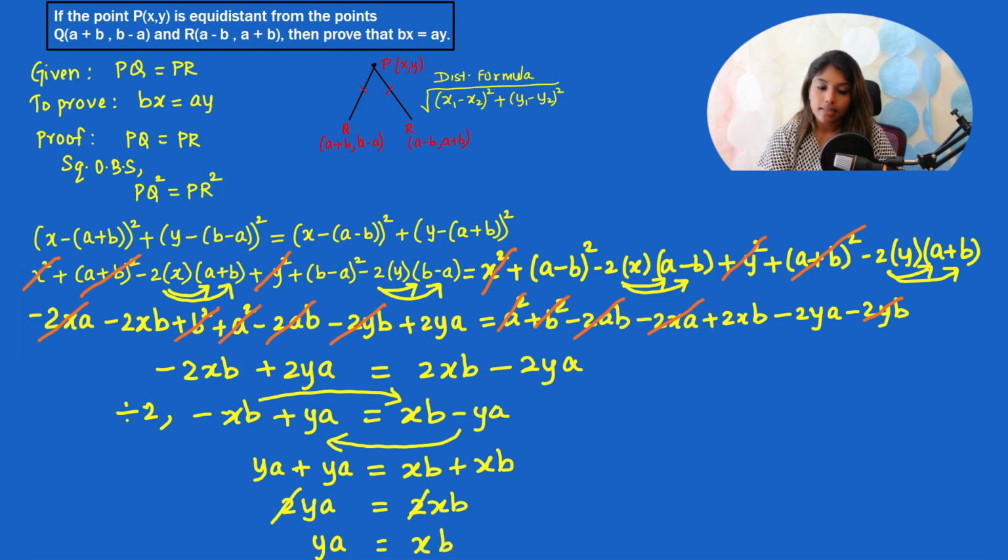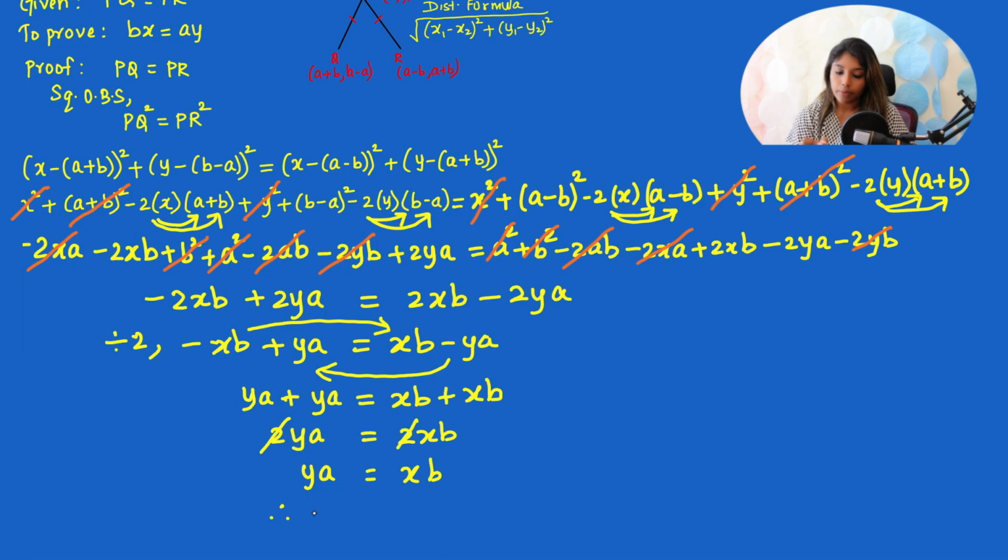And you can see that you need bx equals ay, which is the same. So therefore, bx equals ay, hence proved. So that's it, we are done.